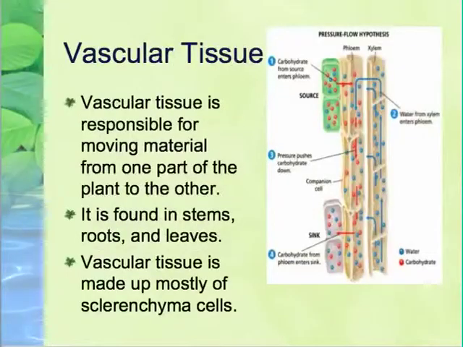So the vascular structures not only have to be able to conduct water like xylem does and conduct food, water, and minerals like phloem does, but they also have to be able to support themselves and thus support the plant. Okay, so that means that most of the vascular tissue, which we're getting ready to talk about, is made from sclerenchyma cells. Vascular tissue is responsible, as I've said, for moving materials from one part of a plant to the other, and it's found in roots, stems, and leaves.